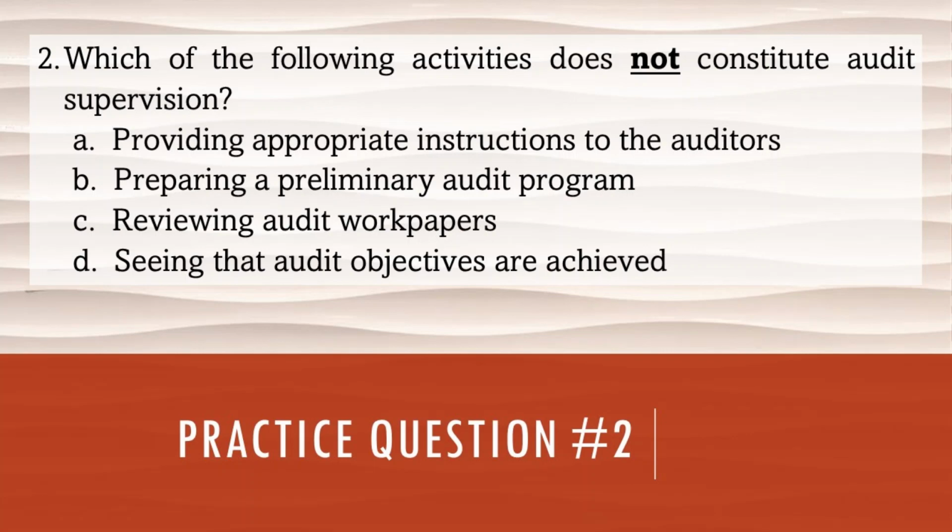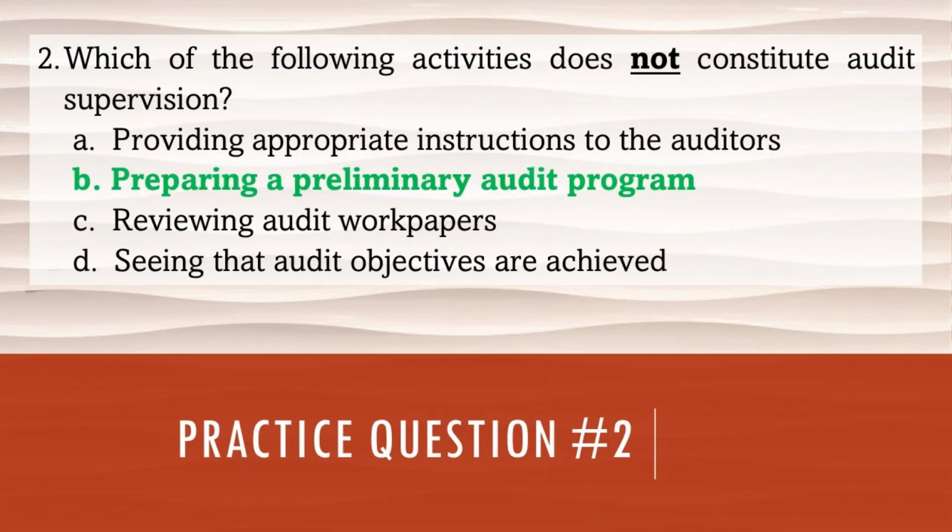D, seeing that the audit objectives are achieved. Yes, that goes along with C somewhat. The supervisor needs to make sure that audit objectives are achieved in order to send out that final audit report with all the findings and observations that internal audit has identified. So we know that A, C, and D are not the answer.